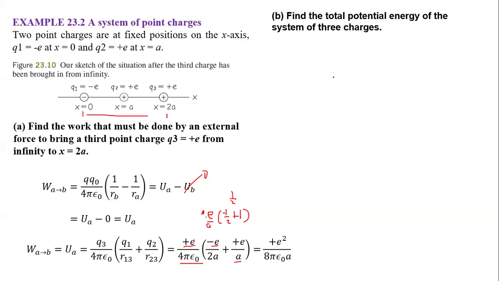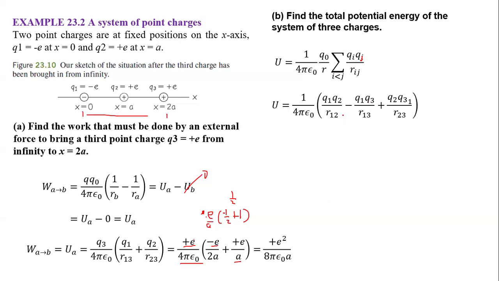Now find the total potential energy of the system of these three charges. So let's find the total potential energy of the system of charges. Okay, so this is different from this one. The formula is the summation of 1 over 4 pi epsilon naught, q sub i q sub j over r sub ij, summed over i less than j. So we have qi, qj, rij. Okay. So we have a boundary here.